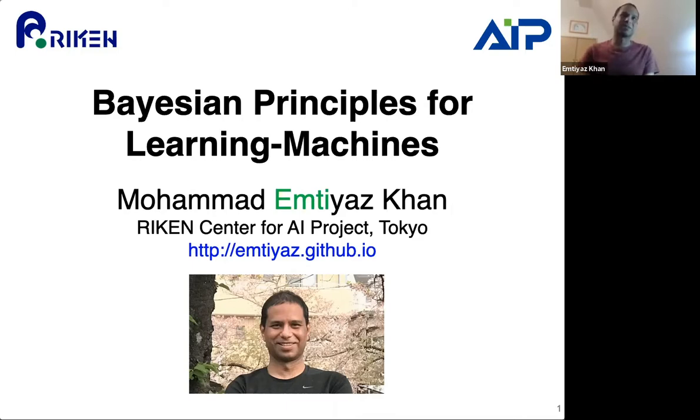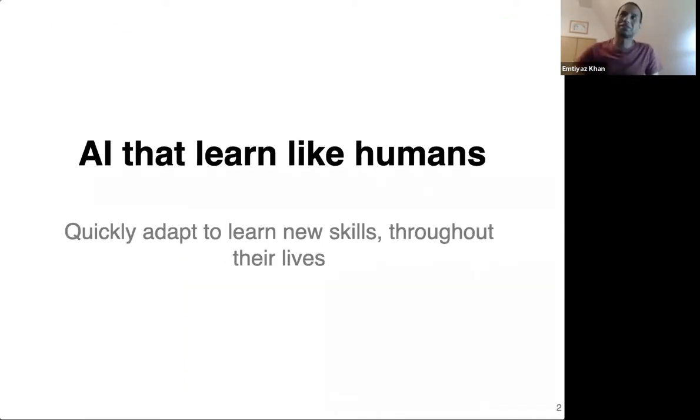So the summary is Bayesian principles for learning machines. And let me just start with the big picture that many machine learning people like me are interested in. It's about designing artificial intelligence systems that can learn like humans and animals and other living beings. And when I say learning like humans, what I mean is AI systems that are able to quickly adapt to new situations and learn new skills and do this throughout their lives again and again, just like we do.